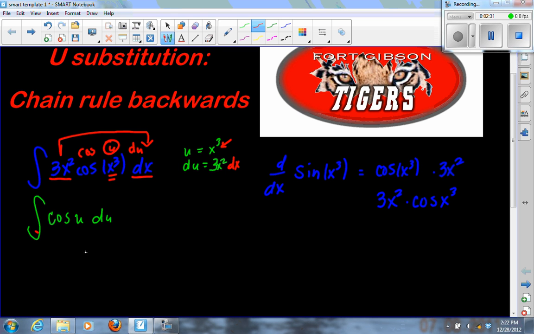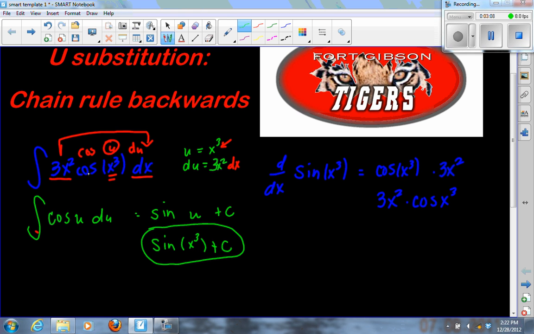Cosine of u du. Now the integral of cosine u is pretty easy because the derivative of sine x is cosine x, so the integral of cosine x is sine x. So this would be sine of u plus c. And you'll never want to leave your answer with u's. If the original problem, this blue problem, had x's, we'll want to go ahead and put the x's back in. So remember, u was x cubed. So that's how you undo the chain rule.